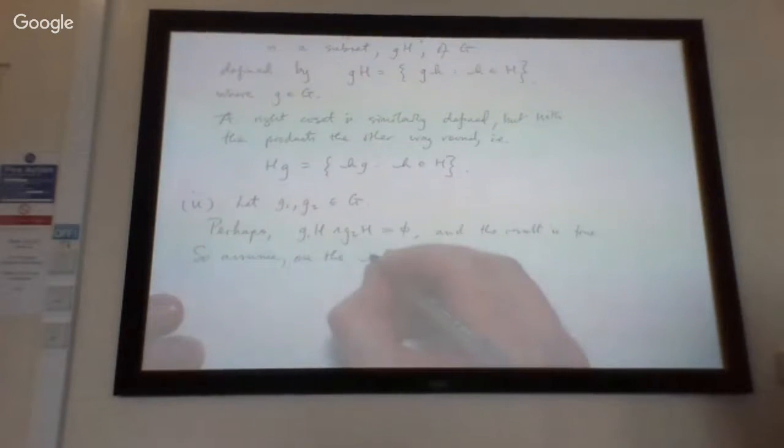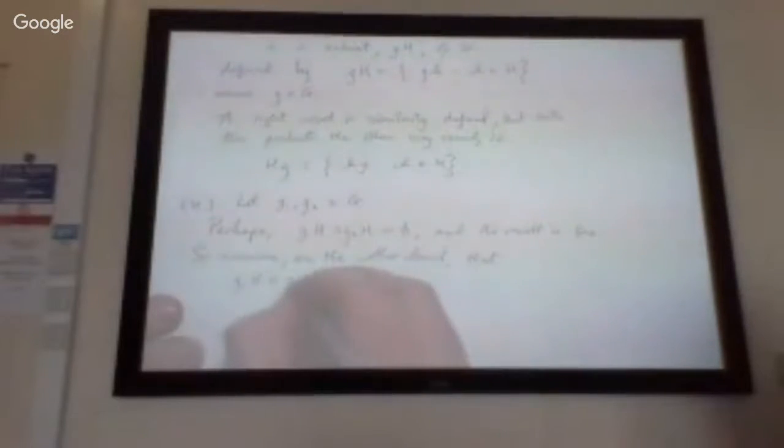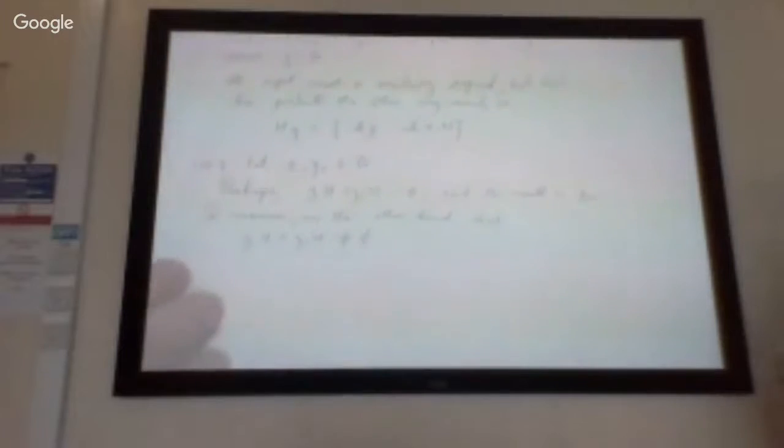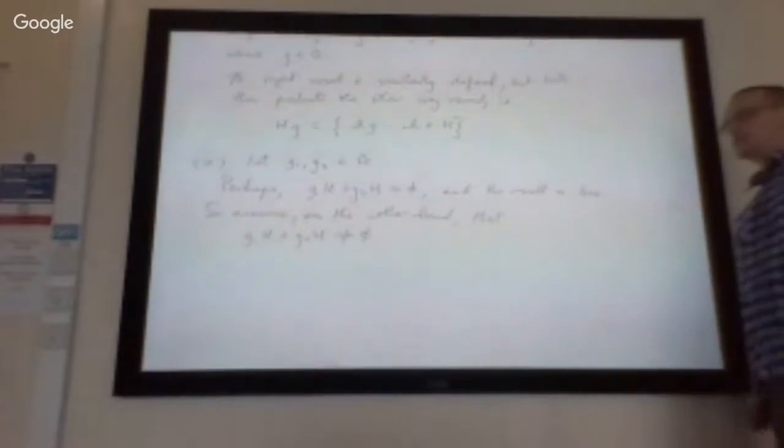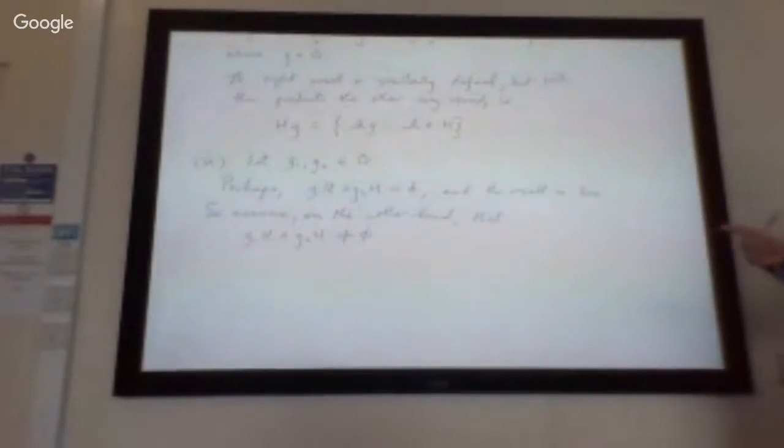So assume, on the other hand, let's say that G1H intersect G2H is not equal to the empty set, so there is something in the intersection.